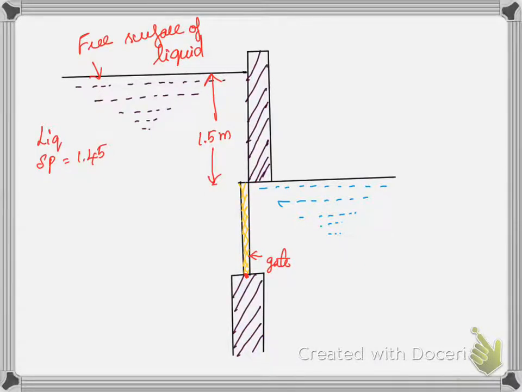And another thing they have given is that the height of the gate is 1.2 meter and it is 2 meter wide. So let me mark the height of the gate. So this is the height of the gate, 1.2 meter. Okay, we have marked this, and this will be my upstream side, which I will denote as U/S, and this will be my downstream side.